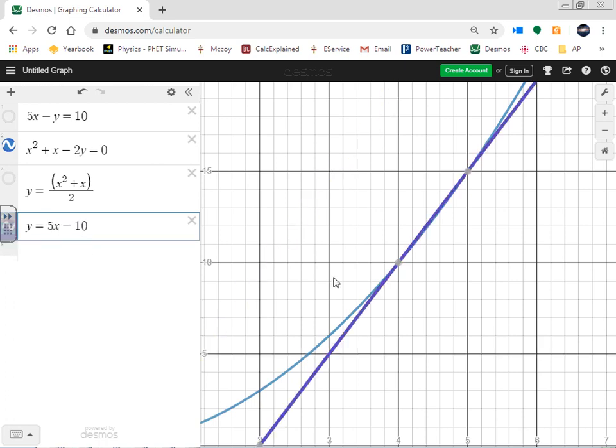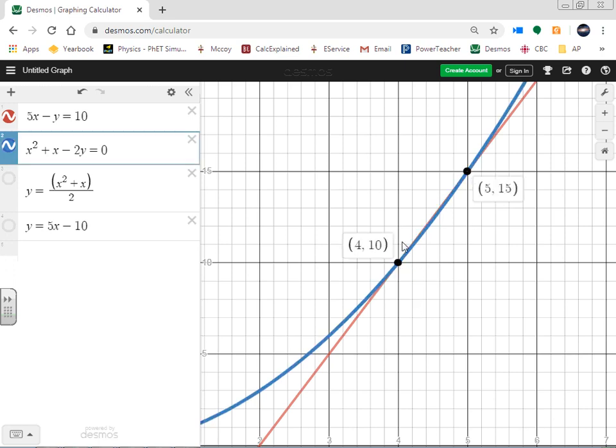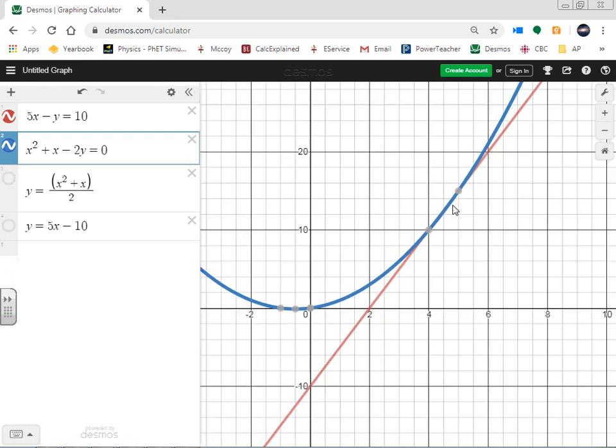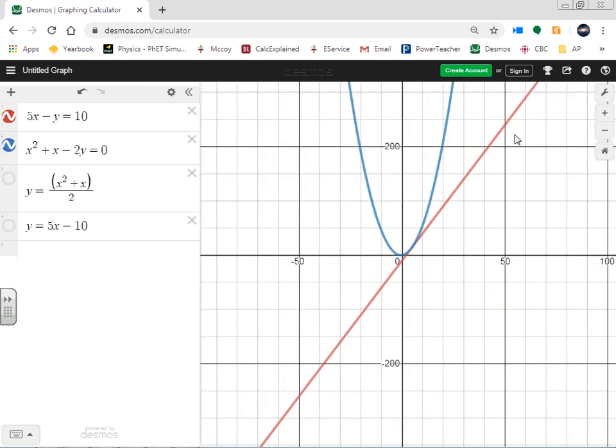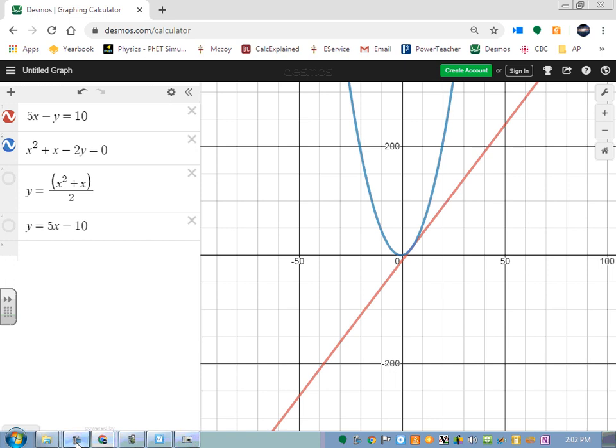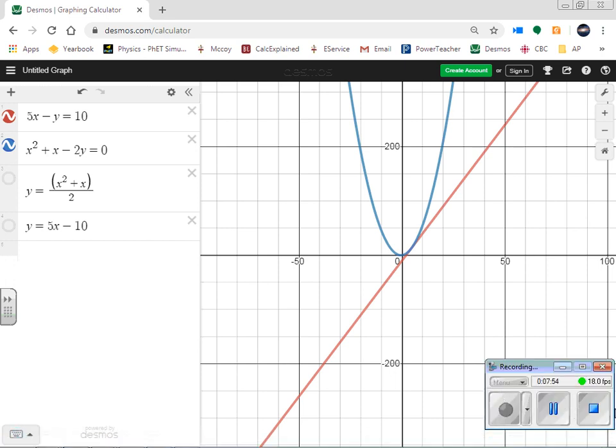I'll just show you really quickly that if I did look at the purple and the green, they intersect at the same place that my blue and red functions do. And just to quickly verify that, Desmos will show you those intersections, and we see that 4 comma 10 and 5 comma 15 are actually the only locations where those two lines meet. So that's just kind of a nice graphical proof that what we did algebraically was correct. By no means necessary, but it's never a bad idea to make sure you're on the right track when you do these types of questions.